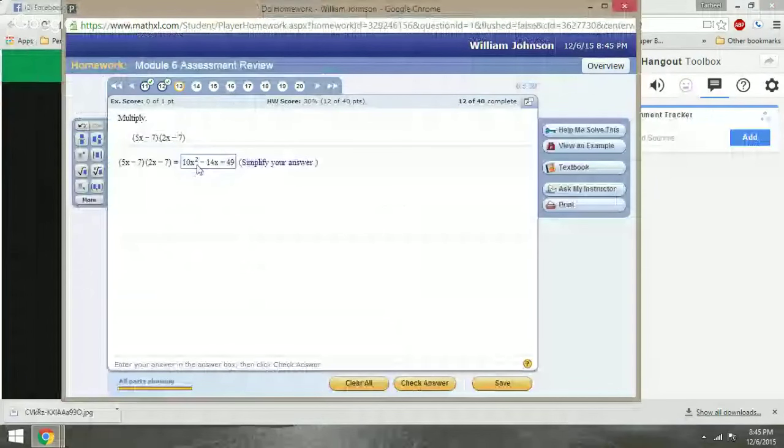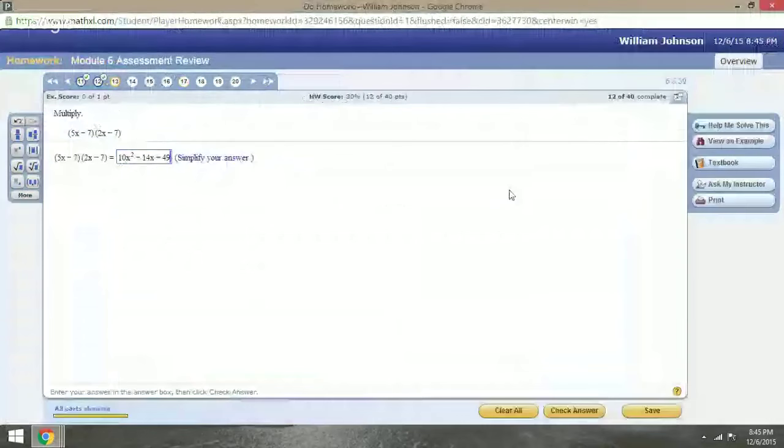You dropped your screen there, so it should be playing here momentarily. And so, what was the actual answer to it? It was 10x squared minus 49x plus 49.